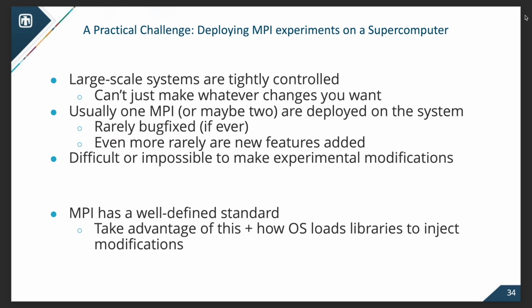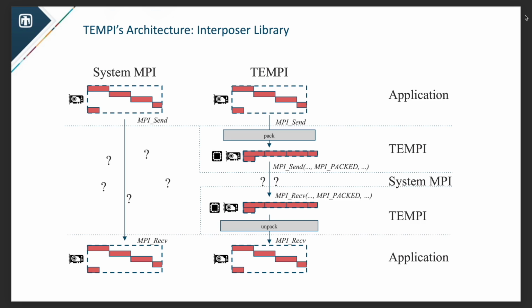applications. But MPI has a very well-defined standard, and so we can take advantage of the fact that it has a well-defined standard and how the operating system loads libraries to inject our experimental modifications to MPI, which is what we did for this work. So basically, in our real application, right, I mentioned this before, you just call MPI send on your non-contiguous data and somehow it gets to the receiving side.